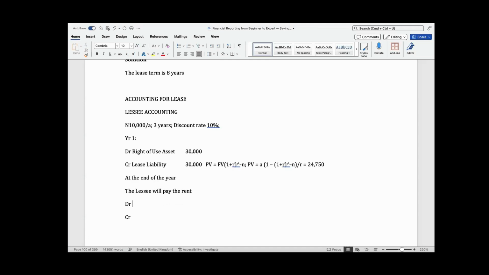Yami, what do you think? We have to reduce the lease liability. So does that mean we are going to credit it or debit it? We'll debit. That's correct. We'll debit the lease liability. What do we credit? Bank now, should be, we are paying. So with how much now? With how much every year?